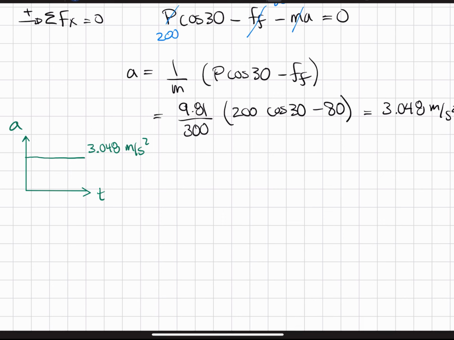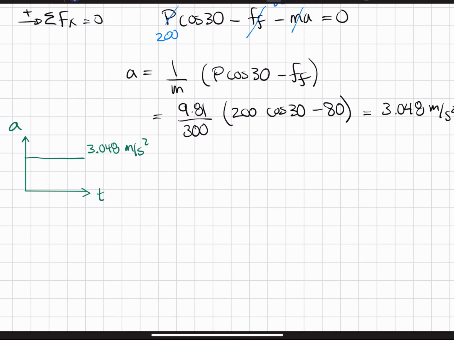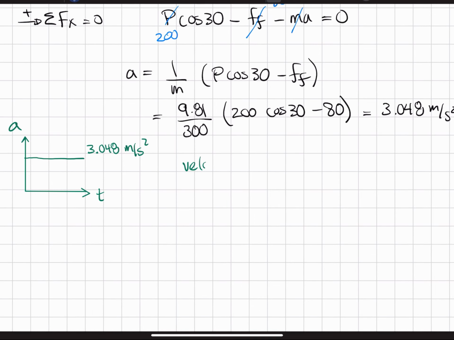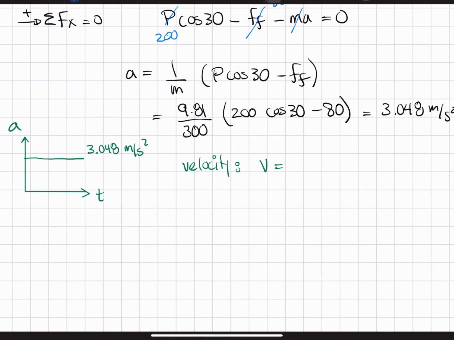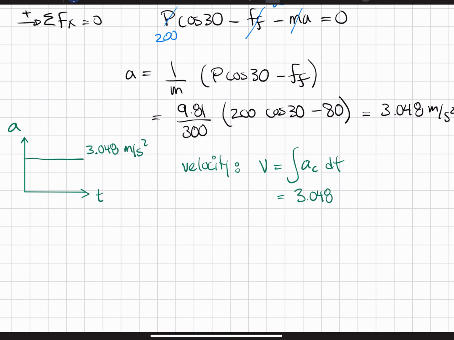All right, so now we have to utilize kinematics that we used in lecture 1, right? So we are given a constant acceleration, and we want to go from the constant acceleration into velocity into displacement. Now, of course, you could do this using integration. So you can have velocity v is equal to the integral of the constant acceleration dt, in which case you would get 3.048 t plus the constant of integration, right?